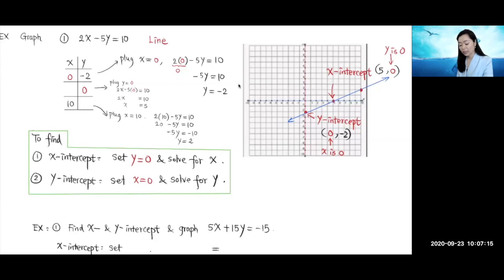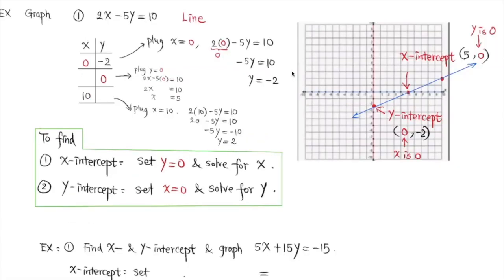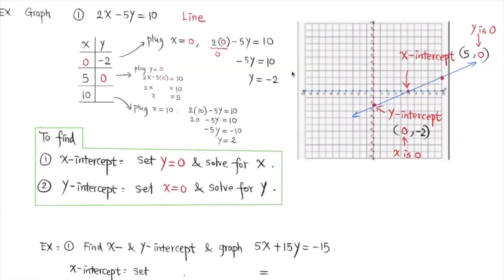Now, instead of picking the value for x, we can also pick the number for y. So this time I'm going to pick 0 for y and plug in y equal to 0. We get 2x equal 10, divide both sides by 2, x equals 5. So x over here is equal to 5. Now 2 points will be enough. We can actually graph it. Let's just pick a third point as a check. So I pick x to be 10, substitute x equal 10 here. We get y equal to 2.